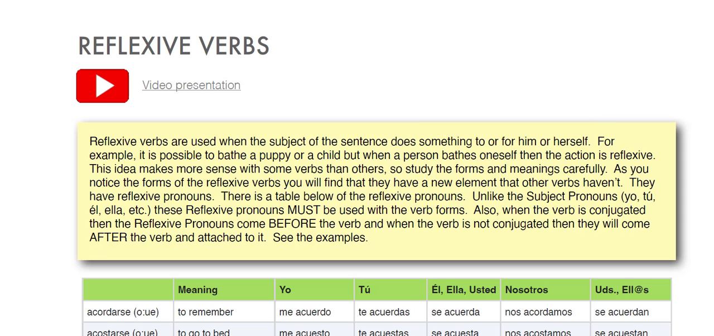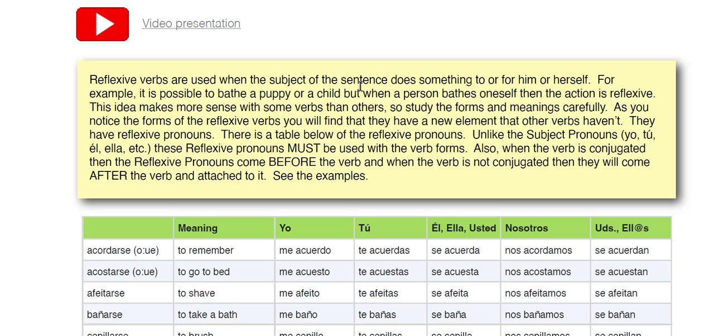All right, in this section we will be talking about reflexive verbs. Reflexive verbs are used when the subject of the sentence does something to or for him or herself. In other words, the person doing the action is also the receiver of the action. For example, it is possible to bathe a puppy or a child, and that action is being done to somebody else. But when a person bathes oneself, then the action is considered reflexive.